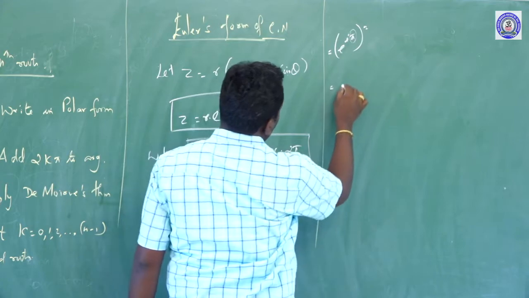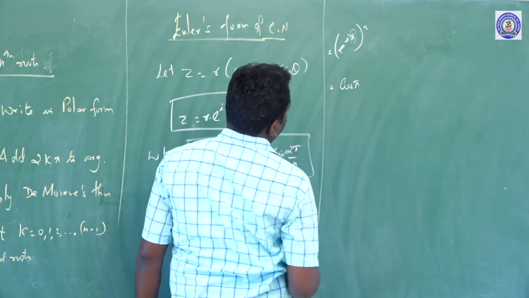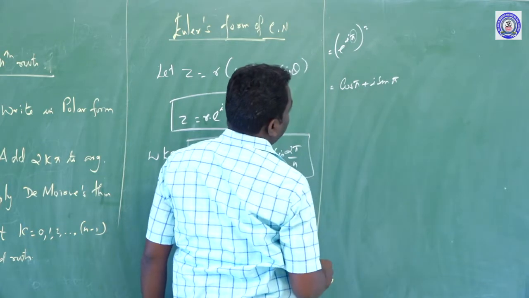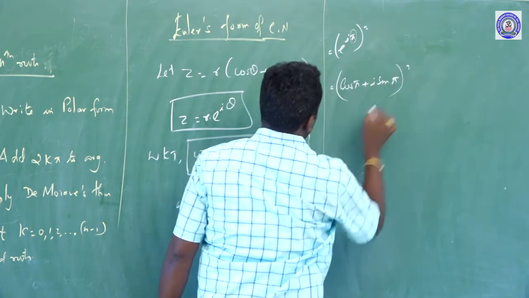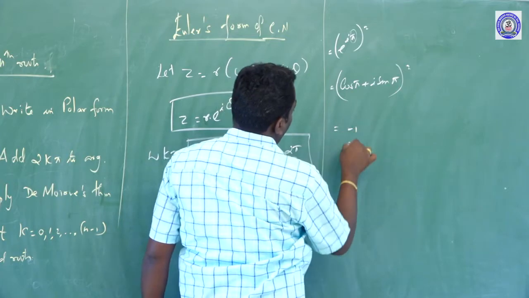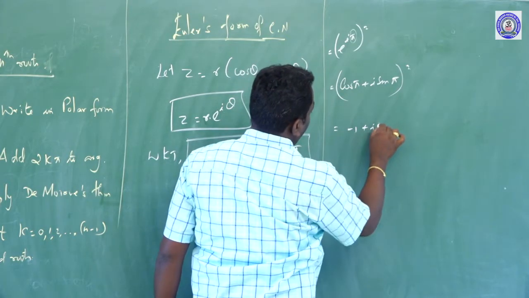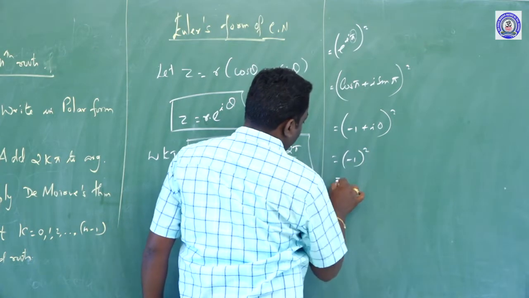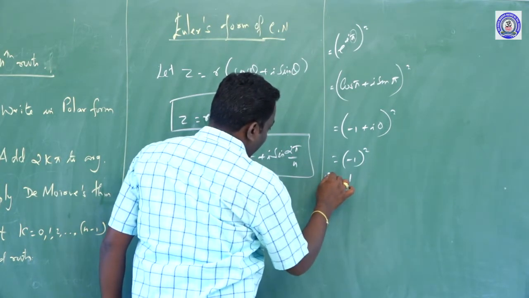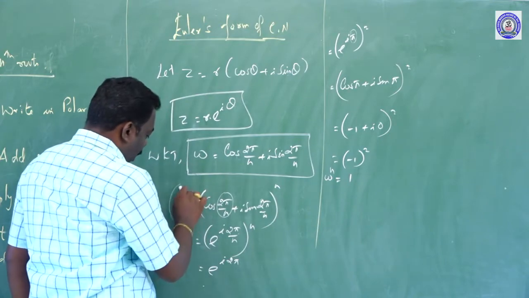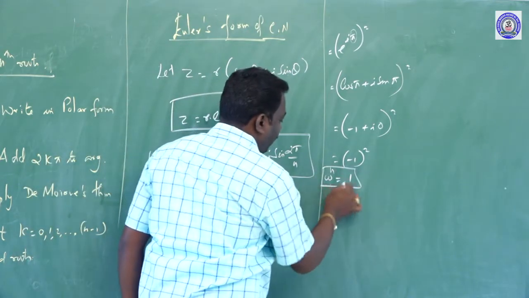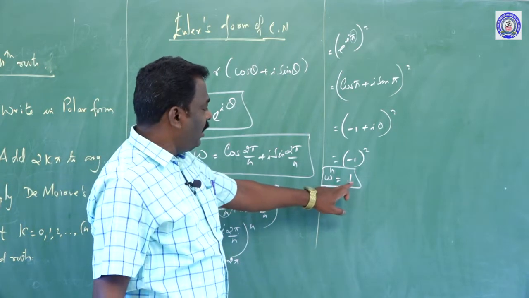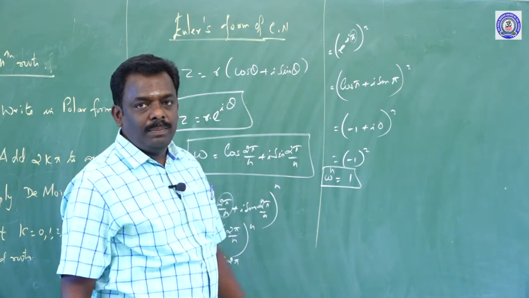It is pi. Therefore cos pi plus i into sin pi, whole power 2. That is equal to cos pi equal to minus 1 plus i into sin pi equal to 0, whole power 2. That is equal to minus 1 whole power 2, that is equal to 1. Therefore omega power n is equal to 1. So in the nth root of infinity, omega power n is always equal to 1.